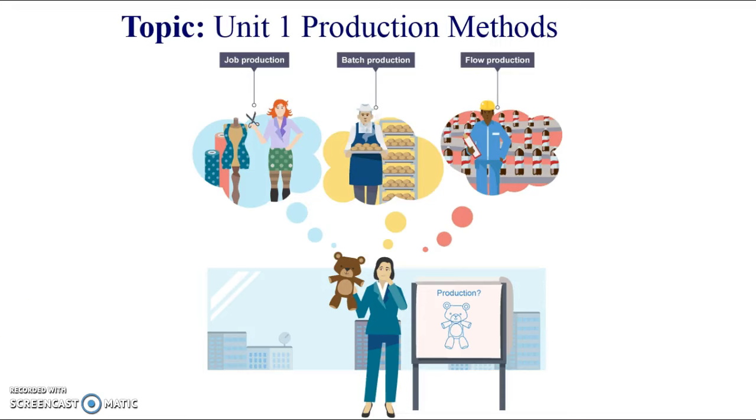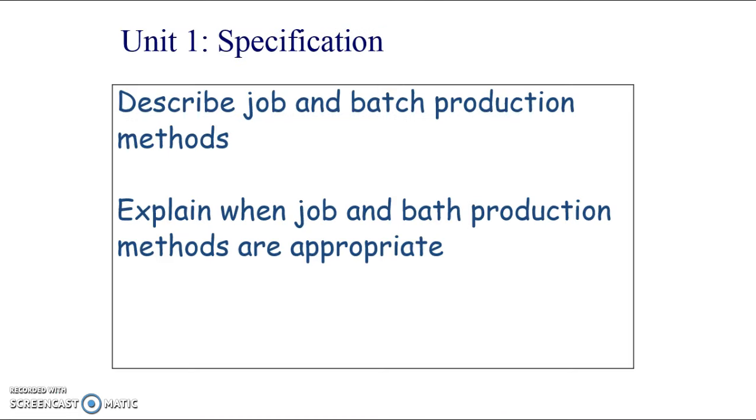So looking at production methods now for Unit 1, we're going to be looking at job production and batch production. Flow production is a production method, but that comes into Unit 2, so I won't be looking at that for this presentation. So we're going to be describing what job and batch production actually are and explaining when they're appropriate to use.